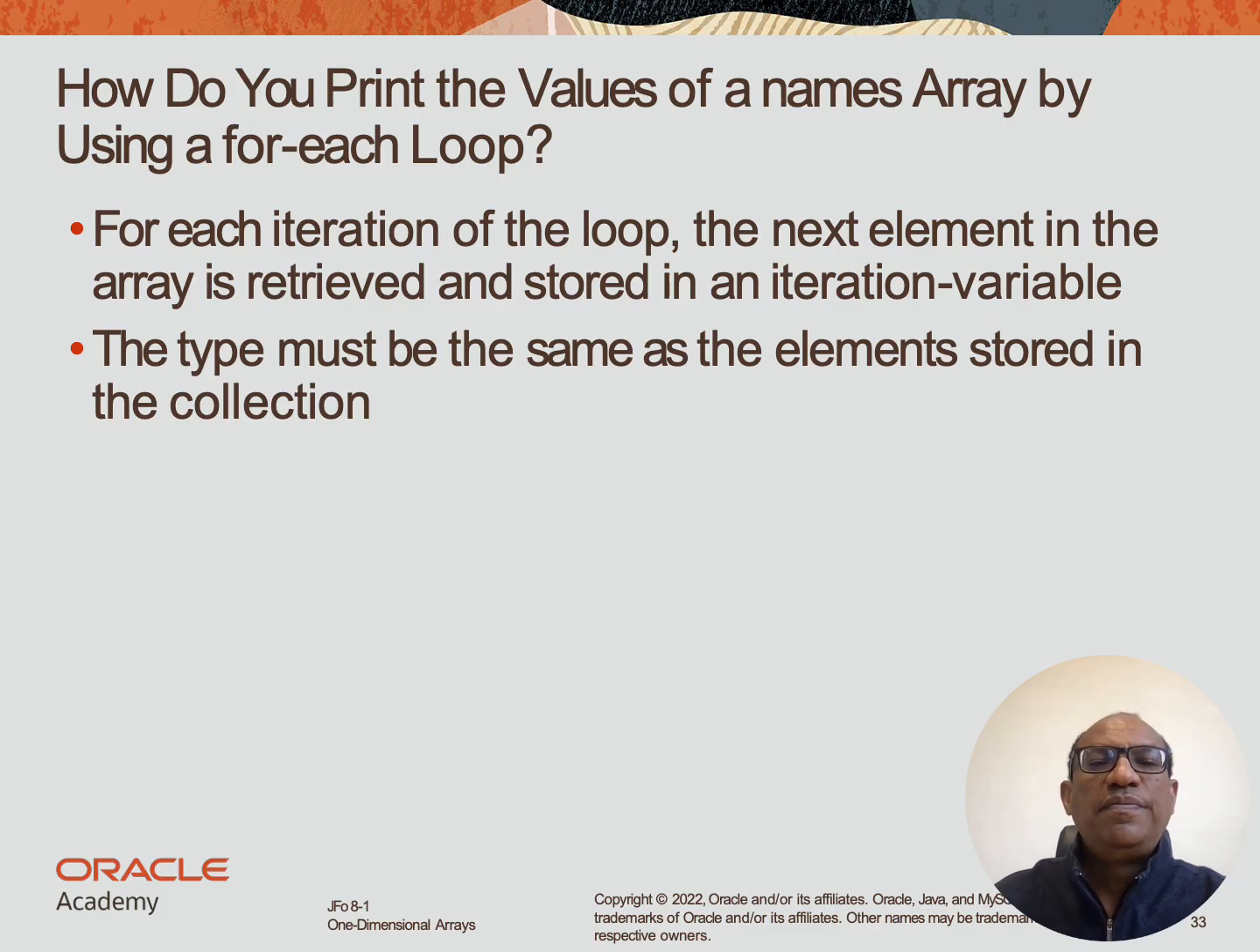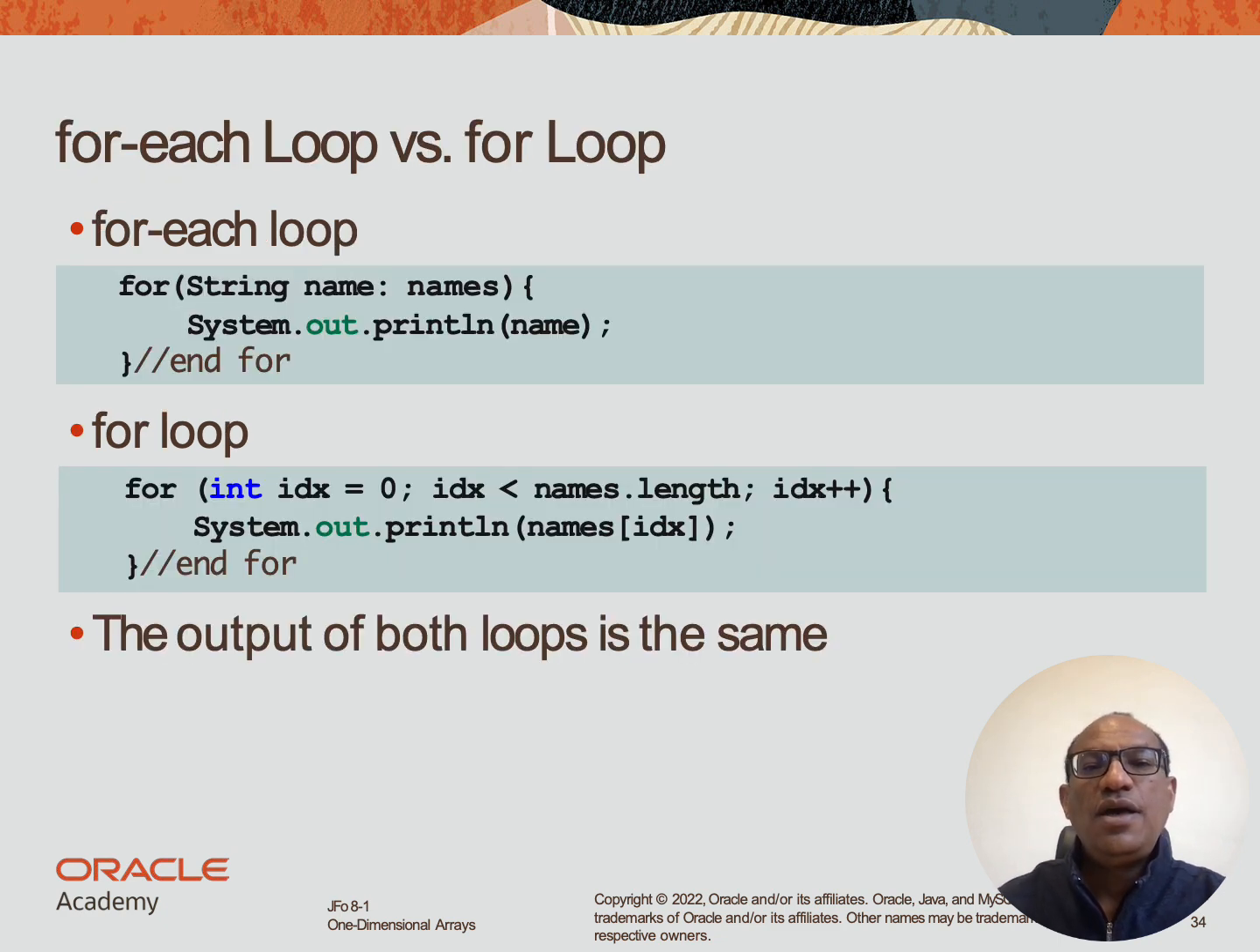In a for each loop, the next element is retrieved and stored in an iteration variable, which means you don't have to control the indexing yourself. For each loop versus for loop: both give you the same result, just in different styles. For each is great for read-only tasks like printing or summing.